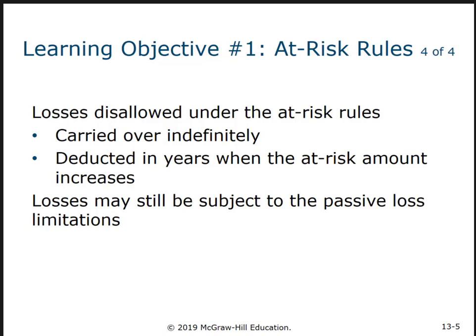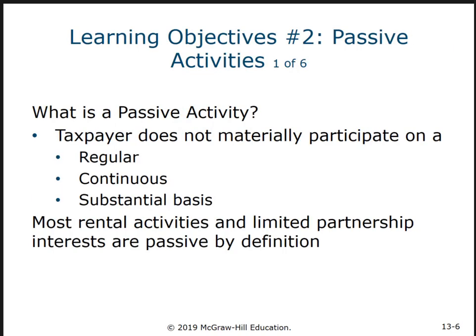So at risk applies to any activity. Passive, active, doesn't matter. All activities are subject to the at-risk rule as long as they're business or production of income. All right. So now we look at a smaller subset. We have a business where the amount at risk has been determined. We know how much of the loss is allowed based on the at-risk rules. So now we look at the type of activity to see if it is subject to the passive activity rules.